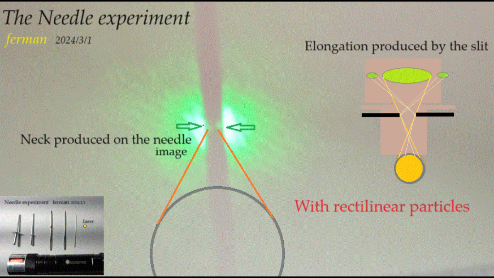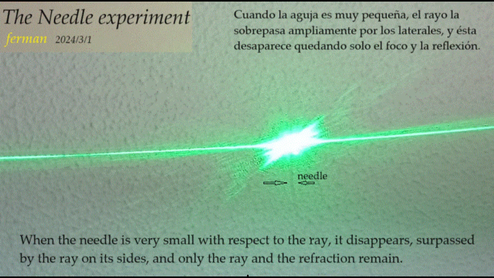If the needle is much smaller than the diameter of the laser, then the sides of the latter will overflow it on the sides, and the needle neck will decrease in the signal, ending by cutting and disappearing the needle completely, and only the laser signal and particle reflection appear. Now, and I repeat again, there are no wave or interference signs, only particle reflection in the needle and slits.